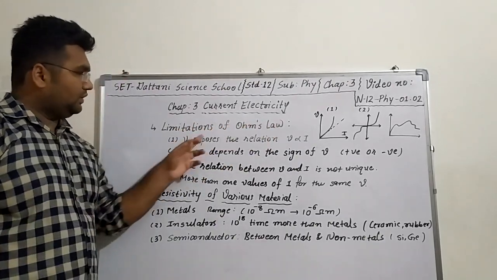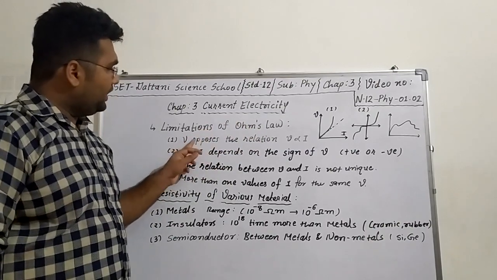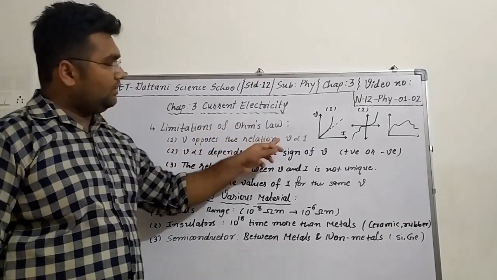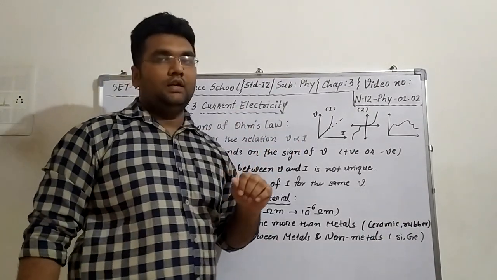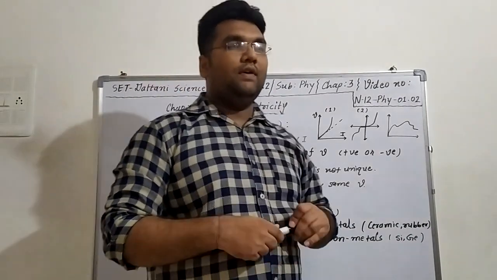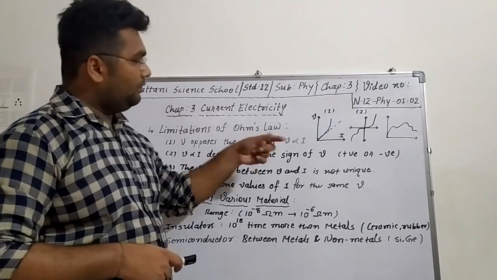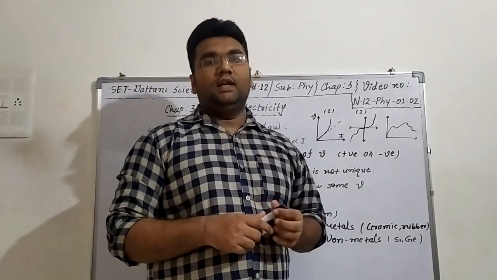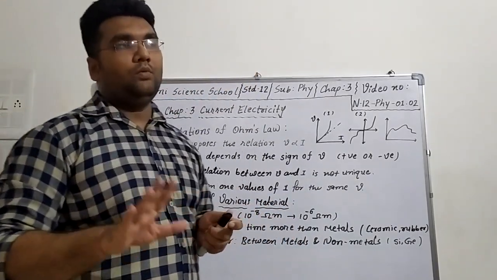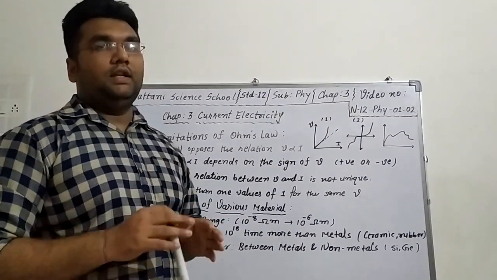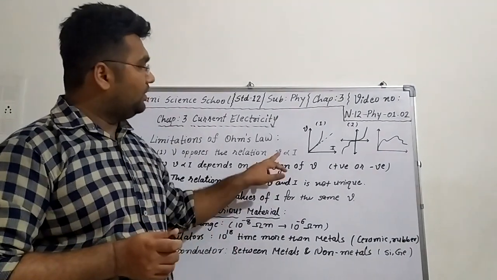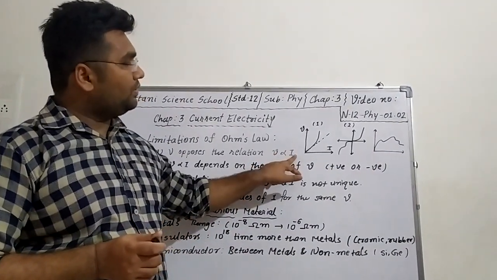The first limitation of Ohm's law is that V opposes the relation V proportional to I. We can find many devices in which V opposes the relation V proportional to I. That means V is not proportional to I.